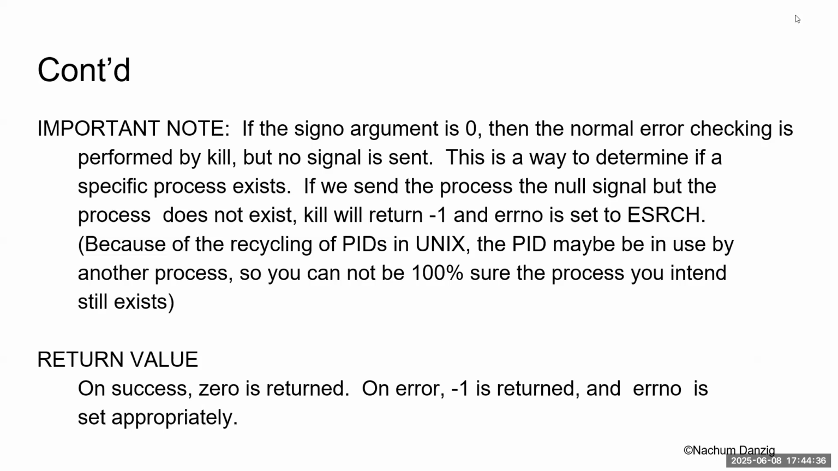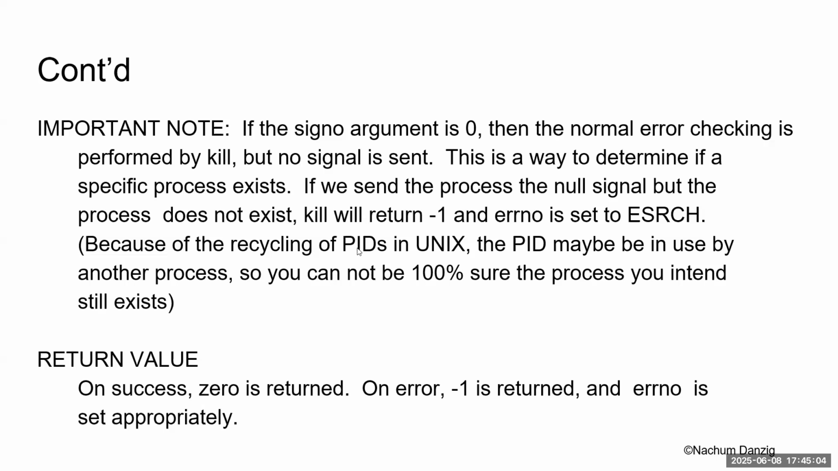So why would I ever do this? It's a way to determine if the process exists, because it won't actually affect him in any way. But I'll get a reply that he doesn't exist if he didn't exist. It will return -1 if the process didn't exist. If we send the process the null signal, but the process doesn't exist, we'll get a -1, and the error number will be set to ESRCH. I'm not sure what that stands for.